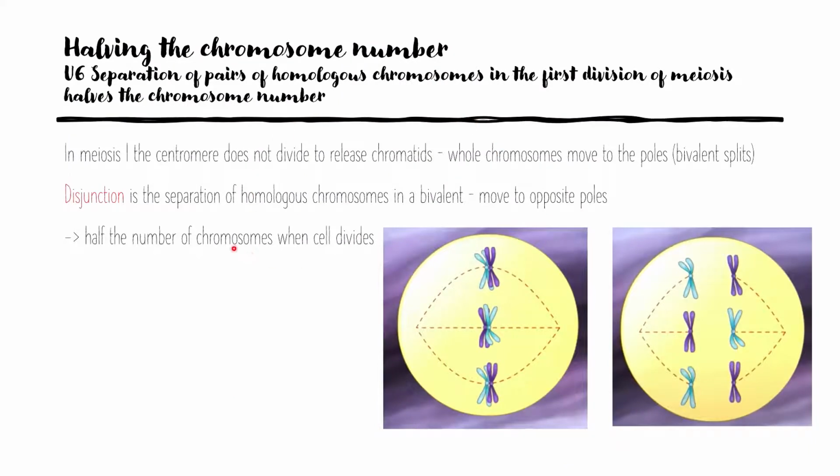And this is called disjunction, the separation of homologous chromosomes. So this right here, when they're going to opposite poles, this is called disjunction. And this halves the number of chromosomes when the cell divides in meiosis 1.